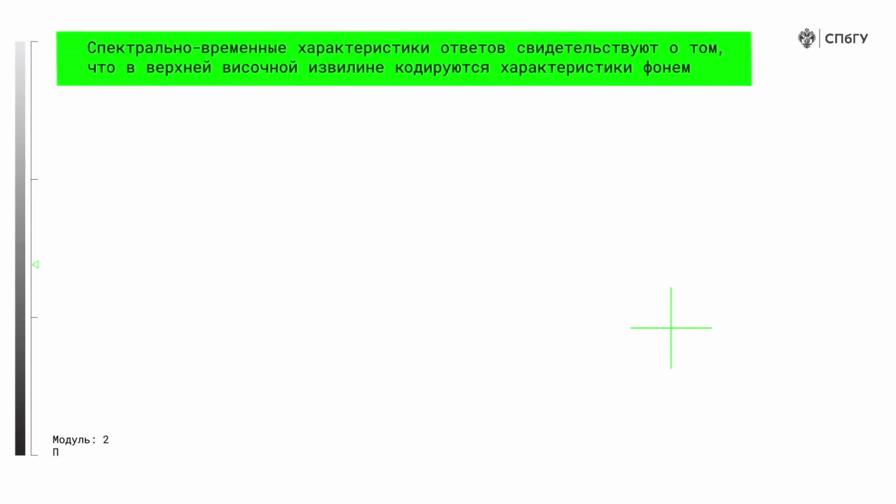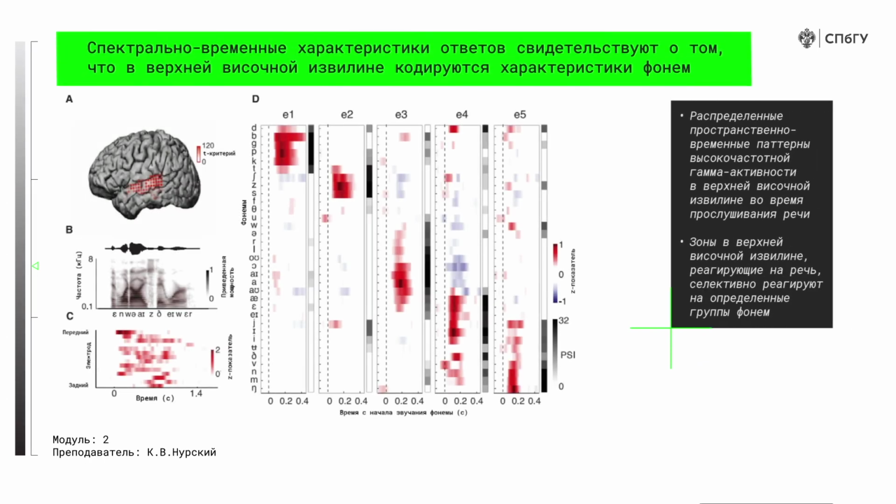Spectrotemporal tuning supports phonetic feature encoding in the superior temporal gyrus. Research has demonstrated distributed spatial temporal patterns of high gamma activity on STG during listening to speech. And speech-responsive sites in this cortical region are selective to specific groups of phonemes.